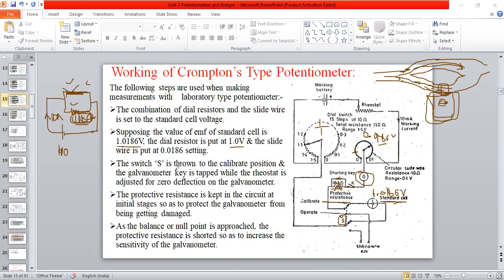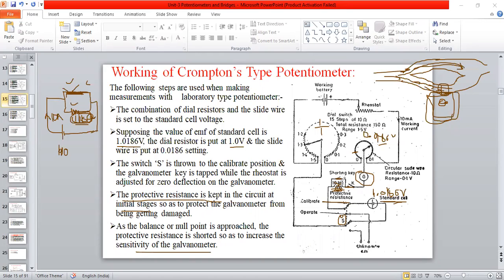Here they told that the switch is thrown to the calibrate position. So the protective resistance is kept in the circuit at the initial stages only, for small current reduction purpose, to protect the galvanometer from getting damaged here now. As the balance or null point is approached, the protective resistance is shorted, so as to increase the sensitivity of the galvanometer here.